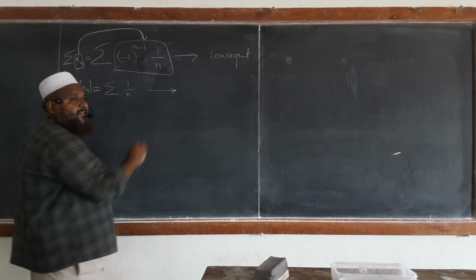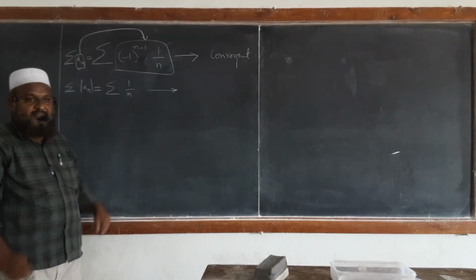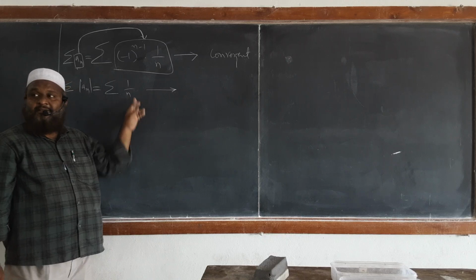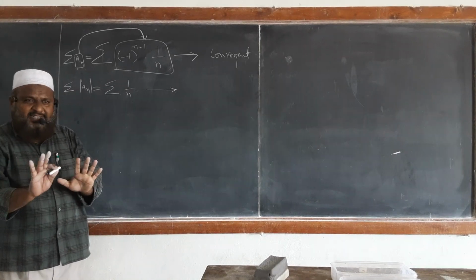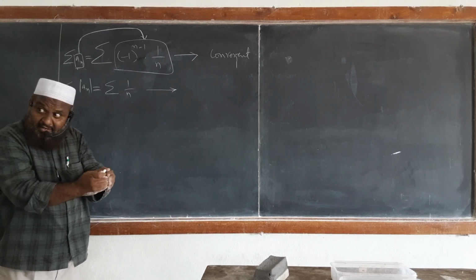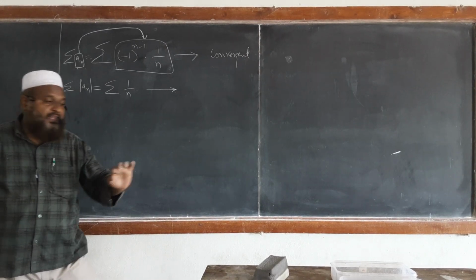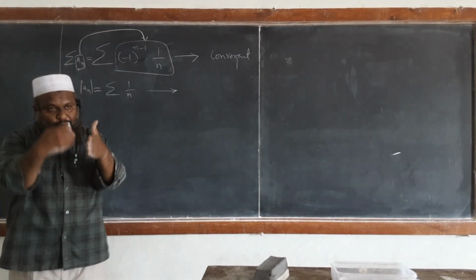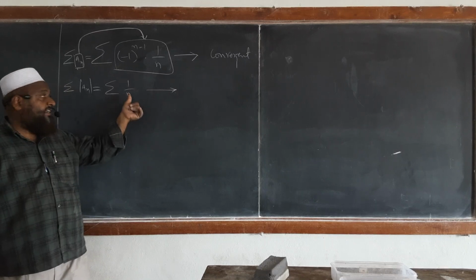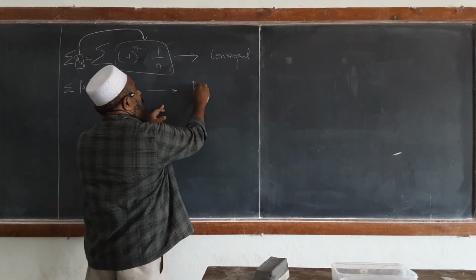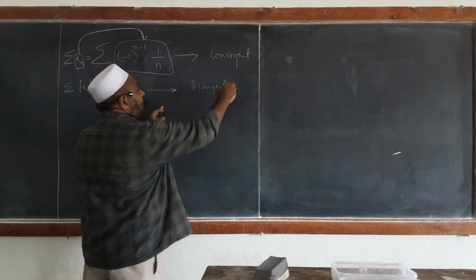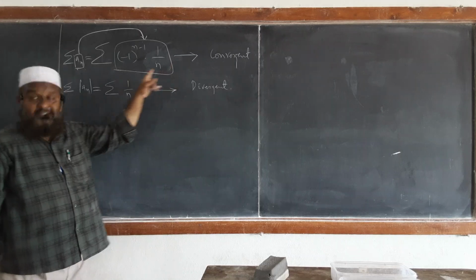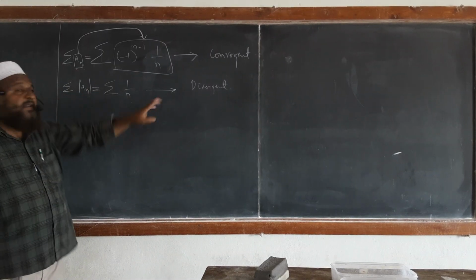How is it, you tell me? It is a P series. What is P? 1. Do you remember the conditions for P series? P 1 or less, divergent. Greater than 1, then only convergent. 1 or less, divergent. It is 1 here, so it is divergent. Now the interesting thing is, sigma an is convergent, but sigma mod an is divergent.